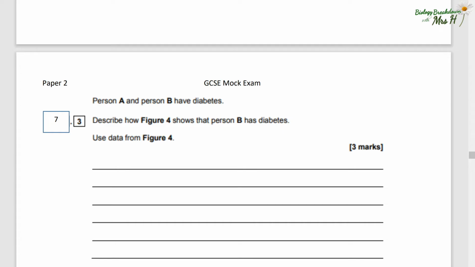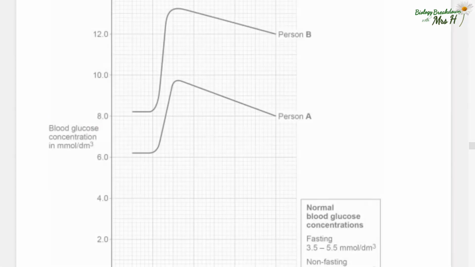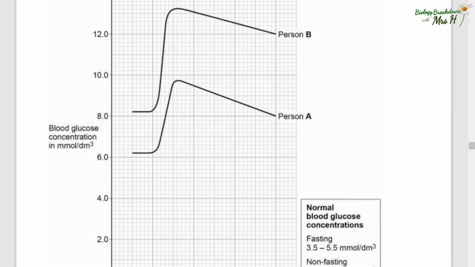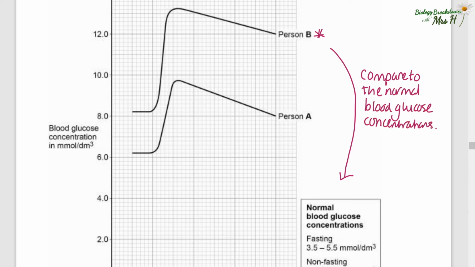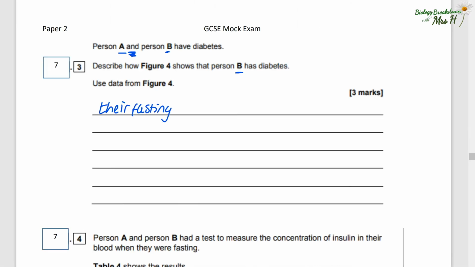Describe how figure 4 shows that person B has diabetes. Now, because they both have diabetes, this question wants you to compare person B with the key here, the normal blood glucose concentration. You're not comparing it to person A because they have diabetes as well. There are 3 parts of the graph that you need to describe. You've got this flat area here, you've got a sudden increase, and you've got a slow decrease in blood glucose concentration. So their fasting blood glucose is higher than the normal range.